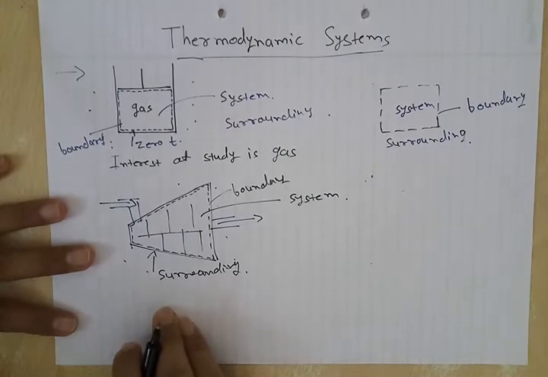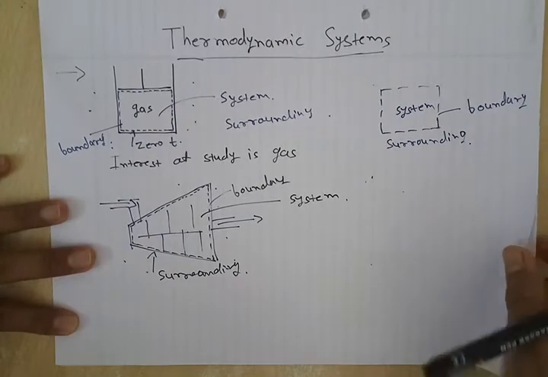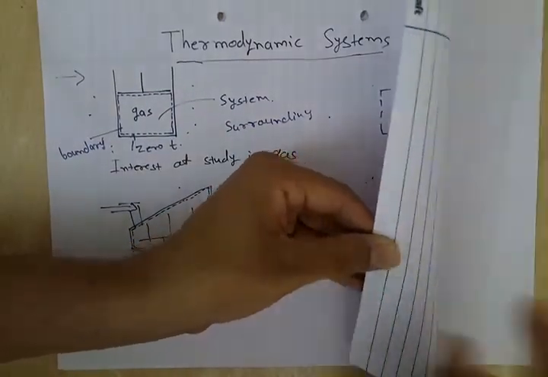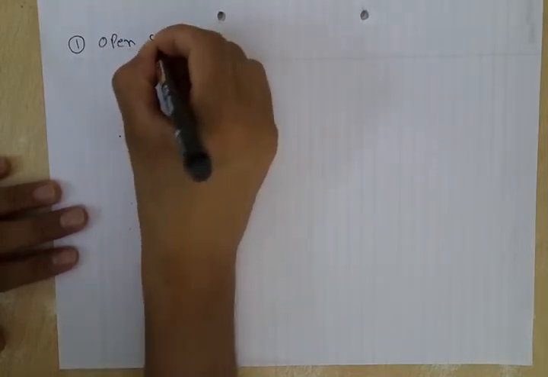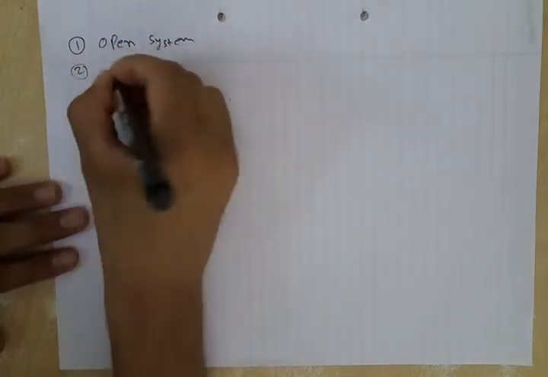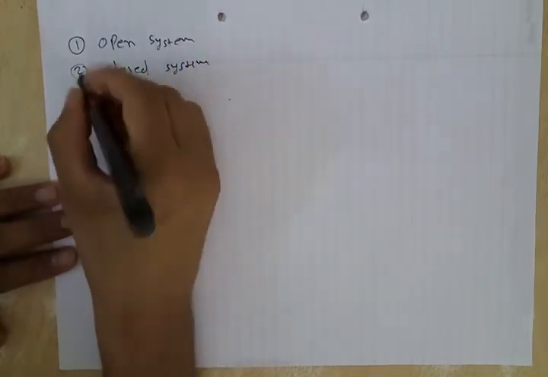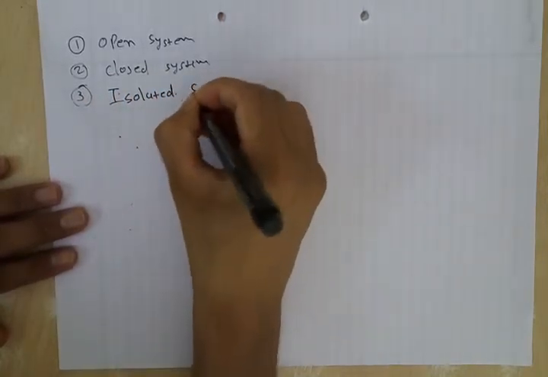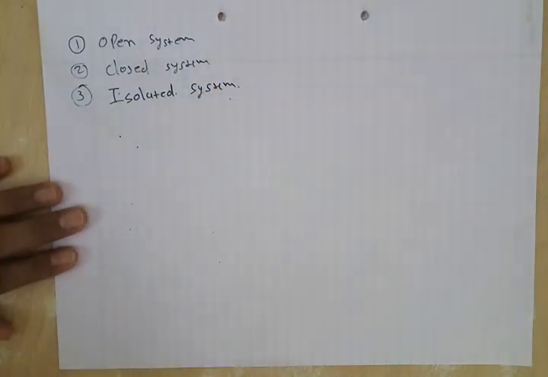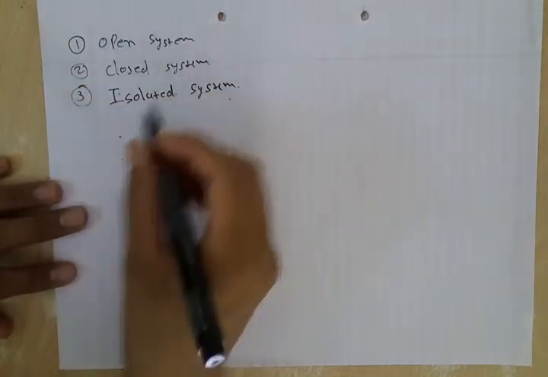Now we will discuss types of thermodynamic systems. So we have three types of thermodynamic systems. One is called open system. Second is closed system. And third one, which is isolated system. Now first we will describe closed system.